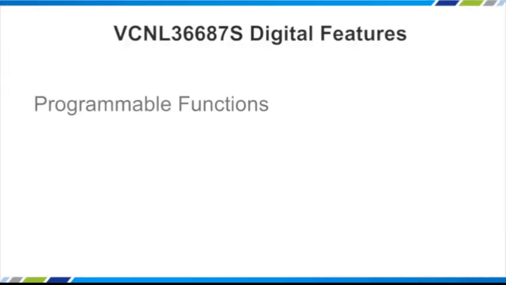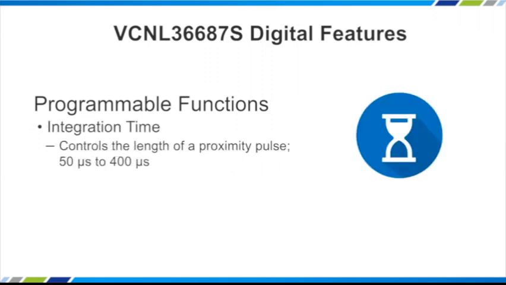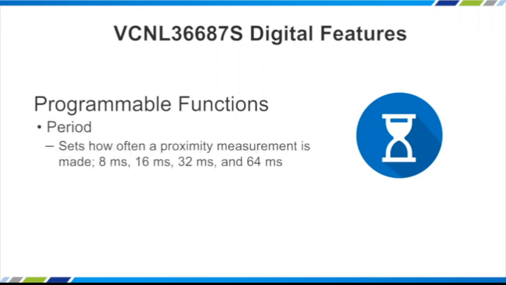So I'd like to describe a few of the programmable features of the VCNL36687S. And we'll start with current. I already mentioned that. You can program the forward current to be anywhere between 7 milliamp to the max 20 milliamp. You can control the integration time, which controls the length of a proximity pulse, anywhere from 50 microseconds to 400 microseconds. You can control the period, which sets how often a proximity measurement is made, every 8 milliseconds, 16, 32, or 64 milliseconds.